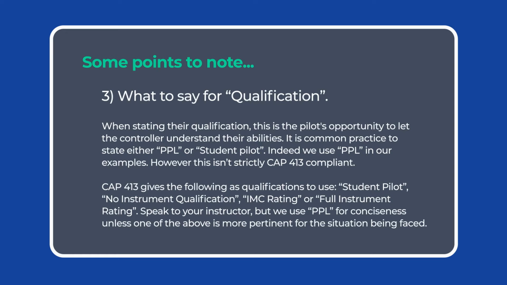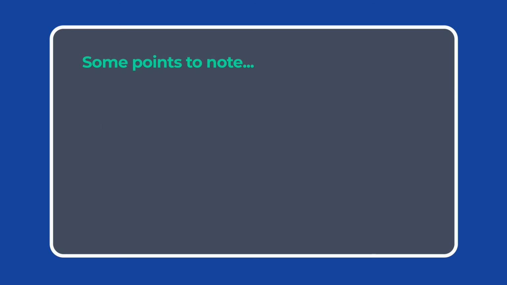Point 3. As we've seen, a pilot should state their qualification in both distress and urgency calls. This is the pilot's opportunity to let the ground station understand their abilities. It is common practice to state either PPL or student pilot. Indeed, we use PPL in many of our examples. However, this isn't strictly CAP 413 compliant. CAP 413 gives the following as qualifications to use: student pilot, no instrument qualification, IMC rating or full instrument rating. Speak to your instructor, but we use PPL for conciseness unless one of the above is more pertinent for the situation being faced.